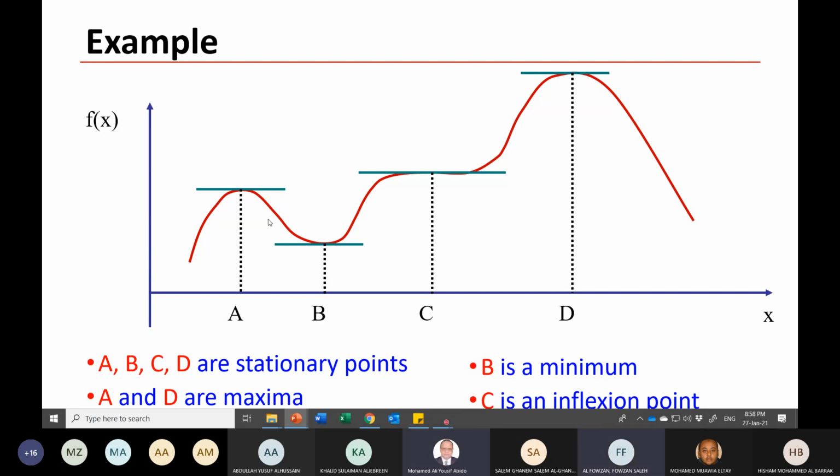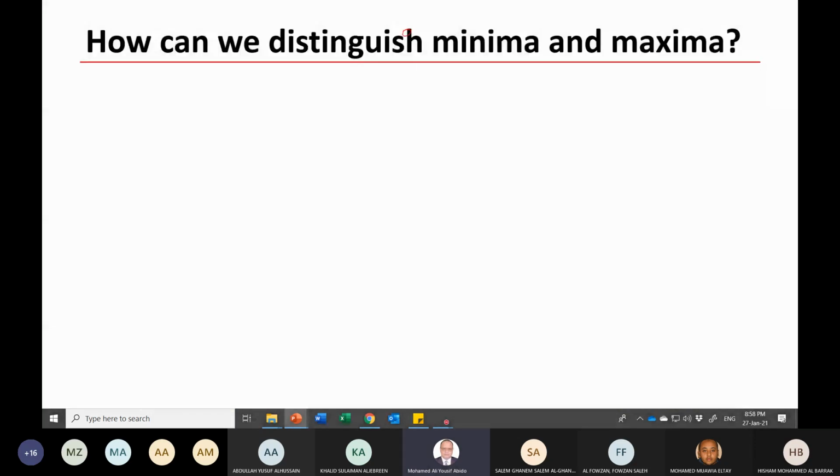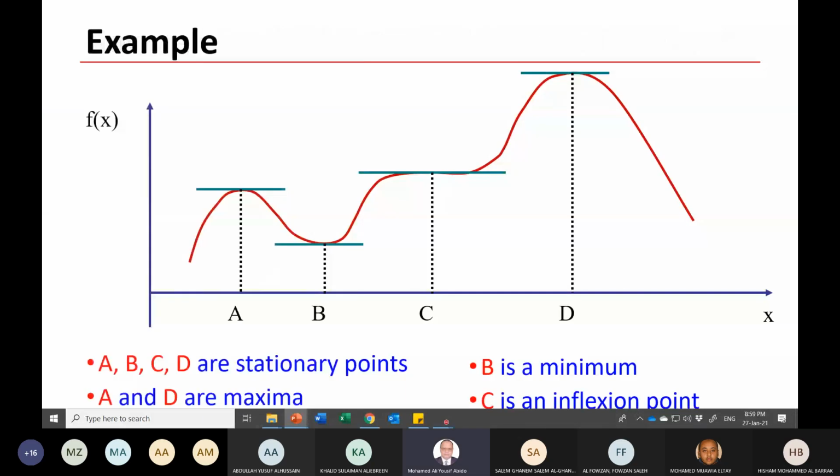Okay. At maximum and the minimum, derivative equal to 0. Right? So this is a necessary condition: df by dx equal to 0. This gives you the stationary point.